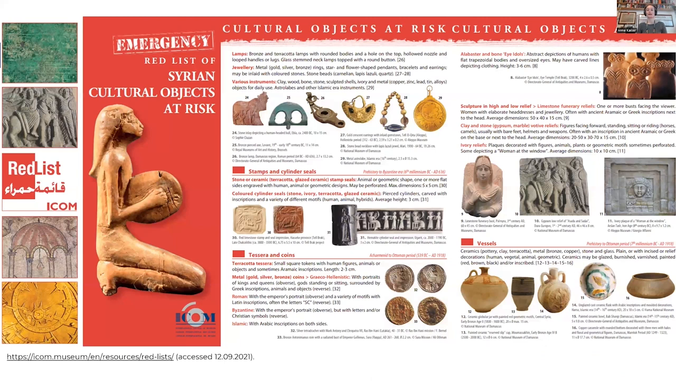There will be an additional introductory lesson on illicit trade in cultural heritage objects. And to start your thinking about that, there are great lists of ICOM, of the International Council of Museums out there, lists of cultural heritage at risk. In this case, you see on the slide the red list of Syrian cultural objects at risk.